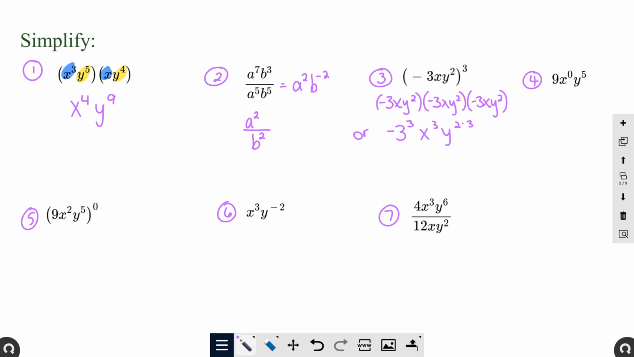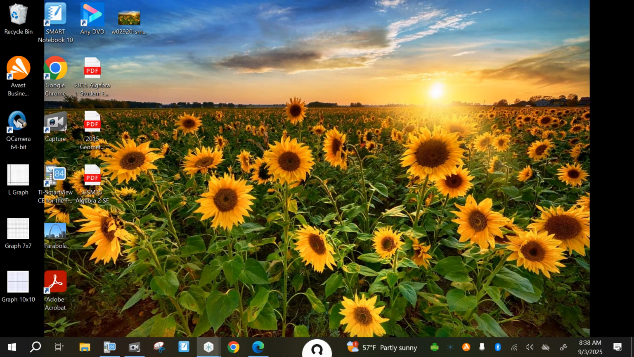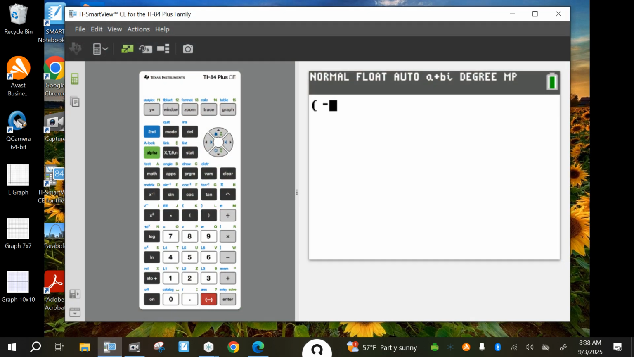Now, what happens to negative 3 to the third power? Well, that's negative 3 times negative 3, which is 9, times negative 3 again, negative 27. X to the third, y to the 6. If you're using your calculator, you can't type it in with the variables, but you could type it in with the numbers. You have to make sure your number is always in parentheses and that exponent is on the outside. So that gives us a negative 27.